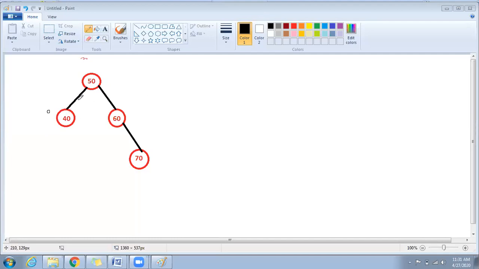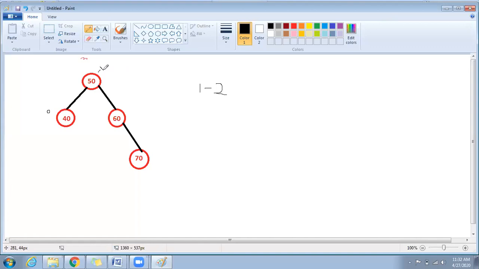The height of the left side tree is 1. What is the height of the right side tree? 2, ma'am. So what is the balancing factor? Minus 1. Okay.